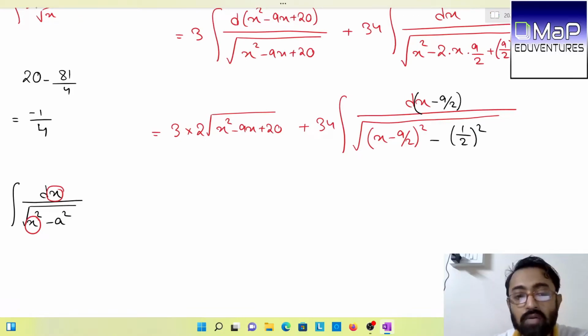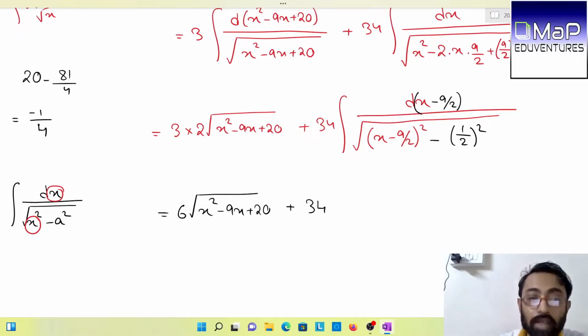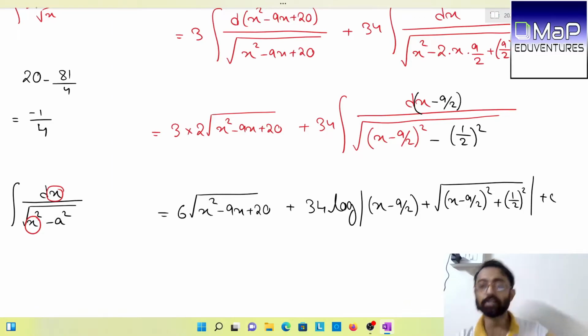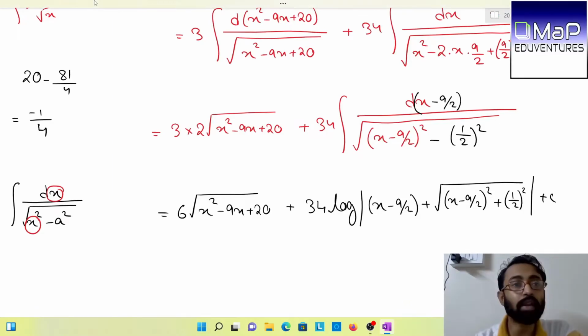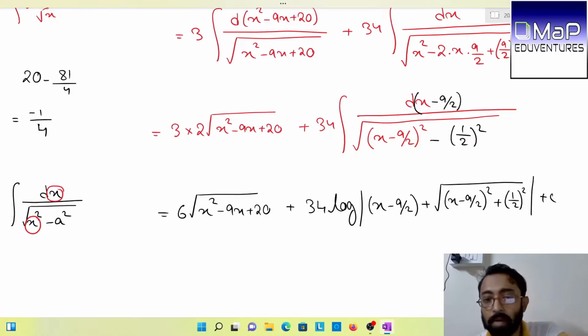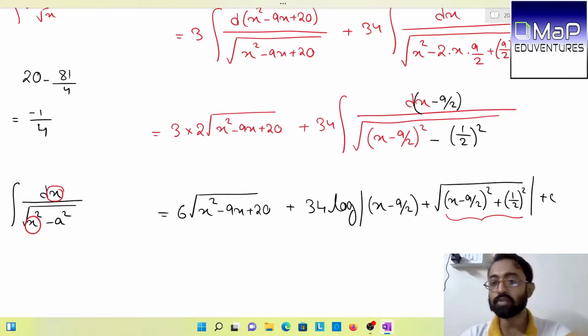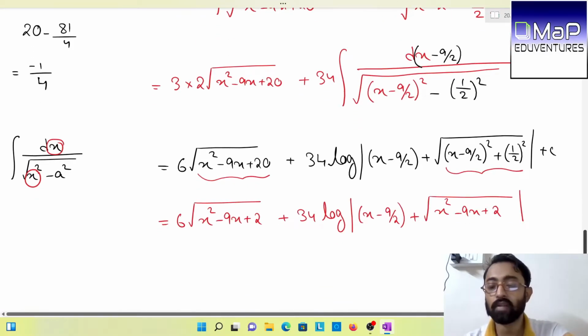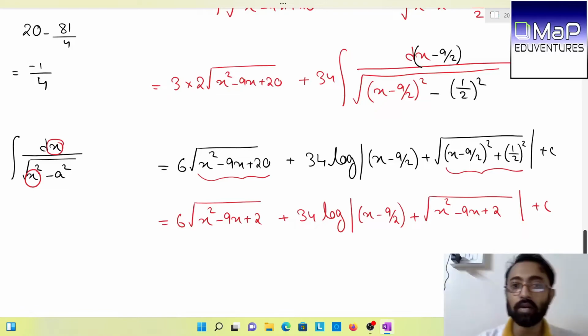But now here you have to use the form. So 6 times under root. Now what is the formula of dx divided by under root x square minus a square? It is log of. So that's it, this is your result. Okay, but we can also expand it. We can write the given quadratic form in place of this whole square, which is this. So here we can write. Okay, so here we will complete our answer.